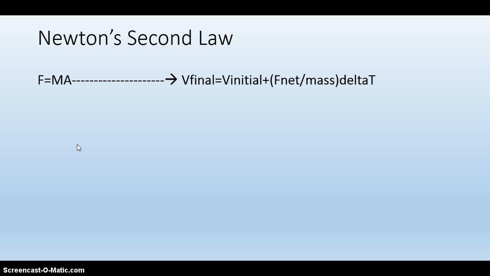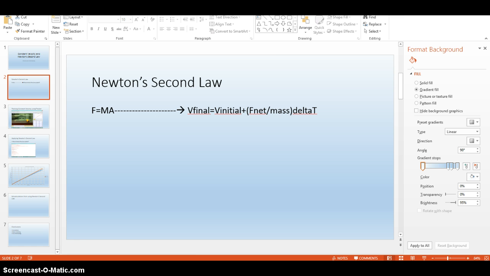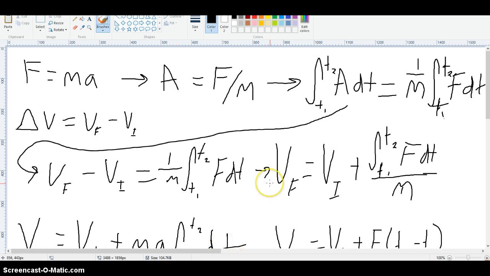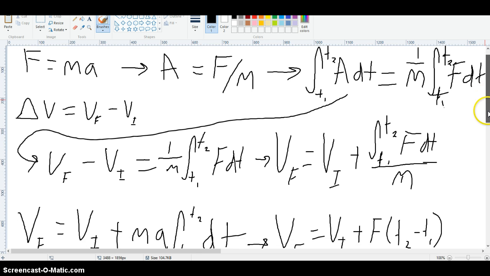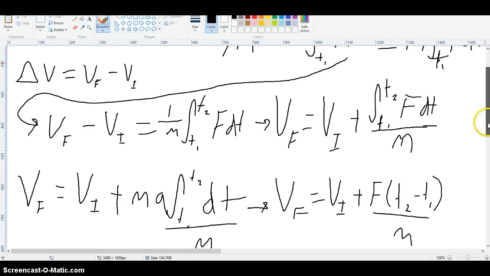Newton's fundamental second law, to the formula we will be using for this class, which is velocity final equals velocity initial plus the net force over the mass times the change in time. By doing some simple mathematics, we can calculate the formula that we need for this lab.